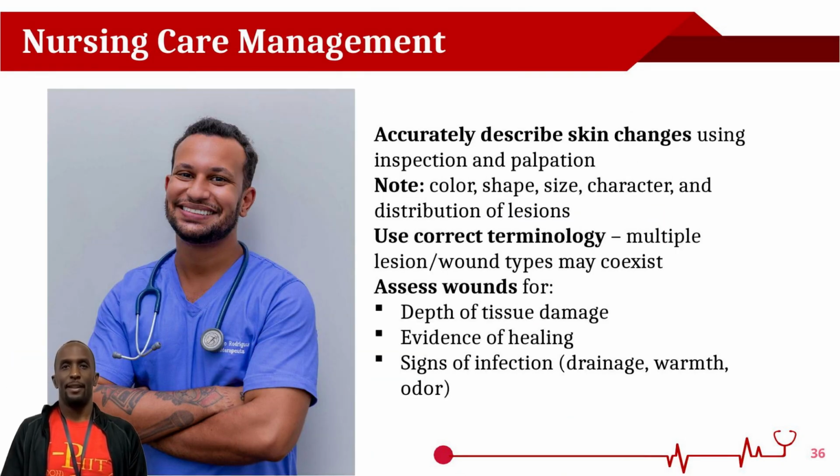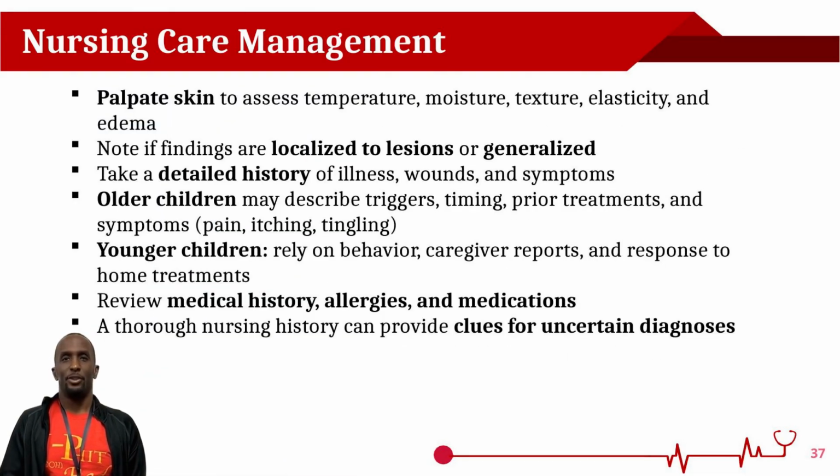Nursing care management. Accurate skin assessment involves inspecting and palpating for changes in color, shape, size, character, and lesion distribution. Use precise terminology as multiple lesion types may coexist. Evaluate wounds for tissue damage depth, healing evidence, and infection signs like drainage, warmth, and odor. Palpate the skin to evaluate temperature, moisture, texture, elasticity, and edema.